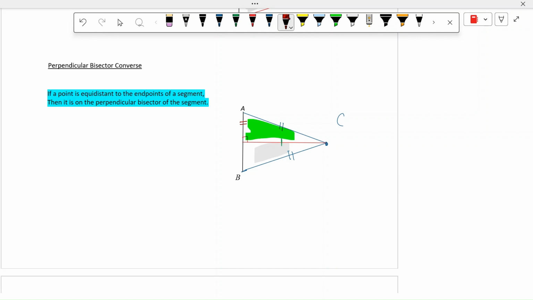In other words, this segment must be congruent to this one. If those segments are congruent, then they're equal. If they're equal, then this is the midpoint. If this is the midpoint, then this is a bisector, meaning this red segment was not only perpendicular to AB, it also bisects AB, which makes it the perpendicular bisector. So if any point, like point C or another point out here, was equidistant from points A and B, it would also be on this perpendicular bisector.